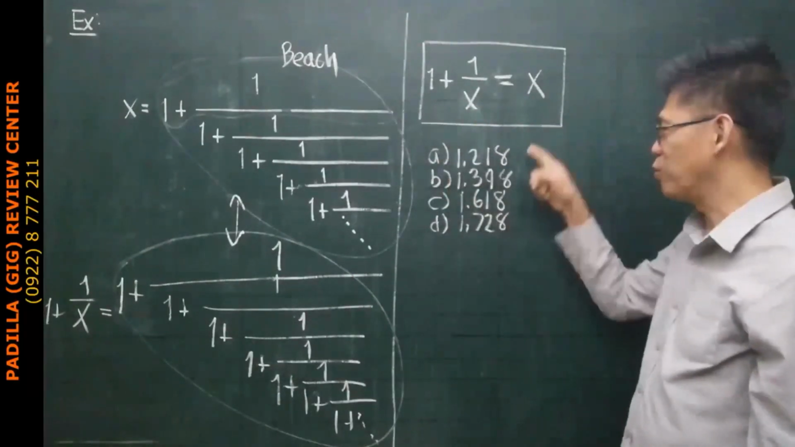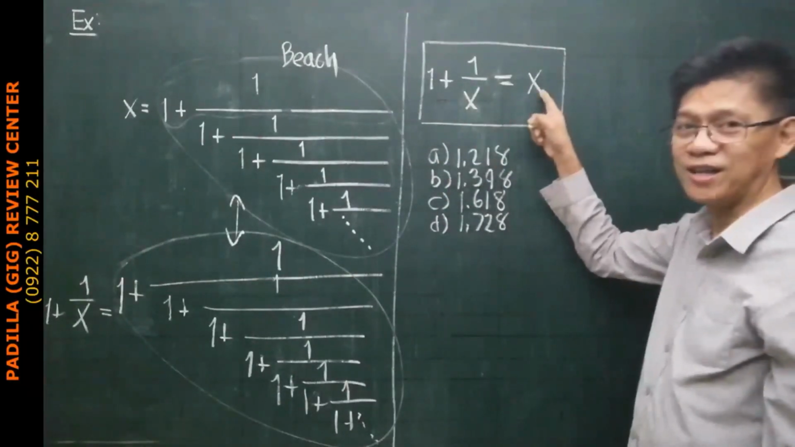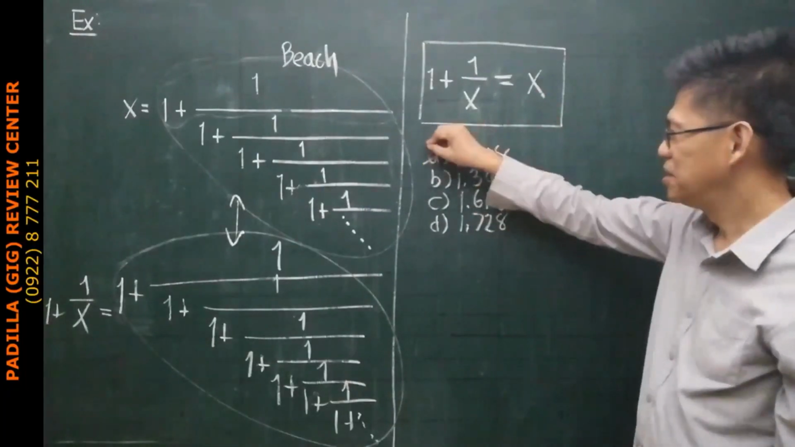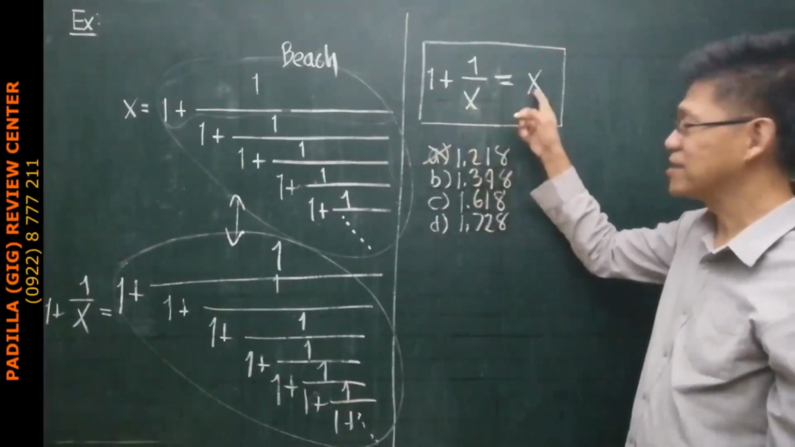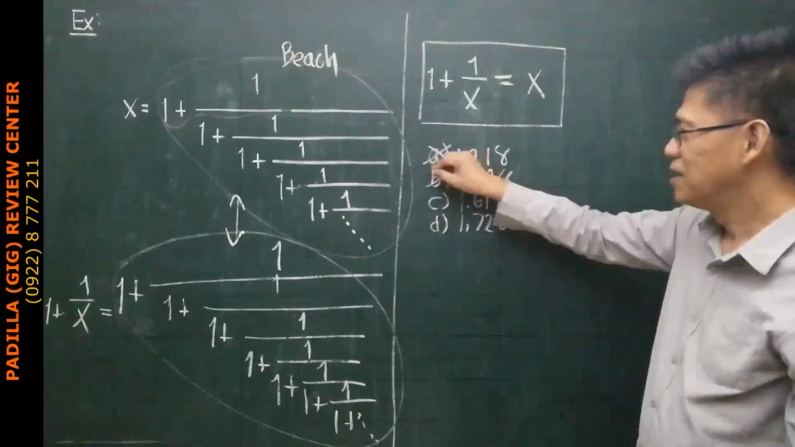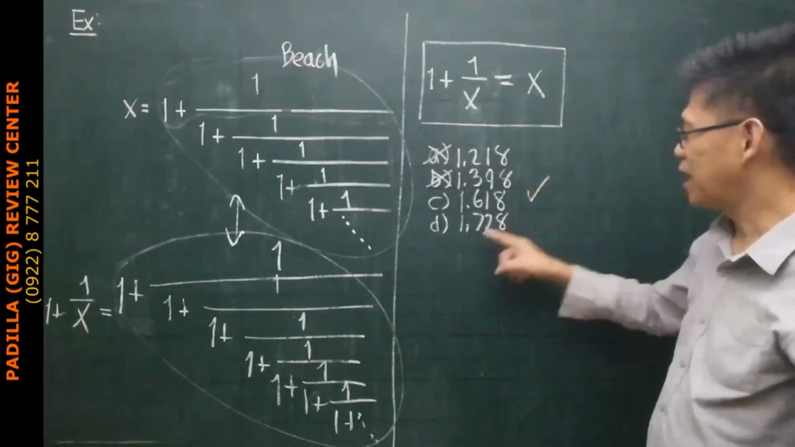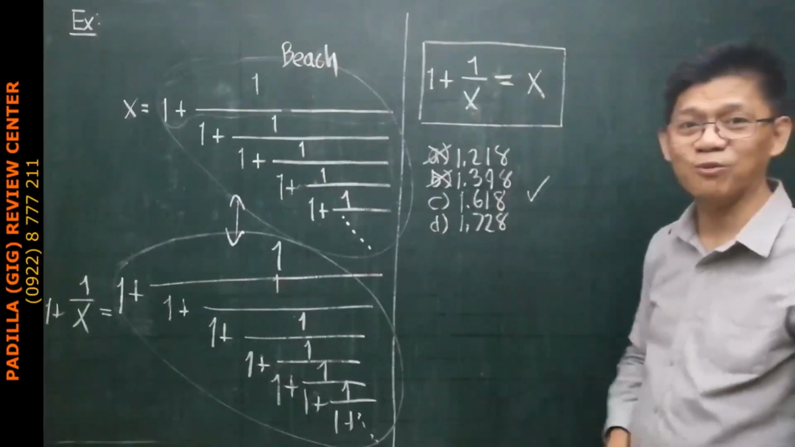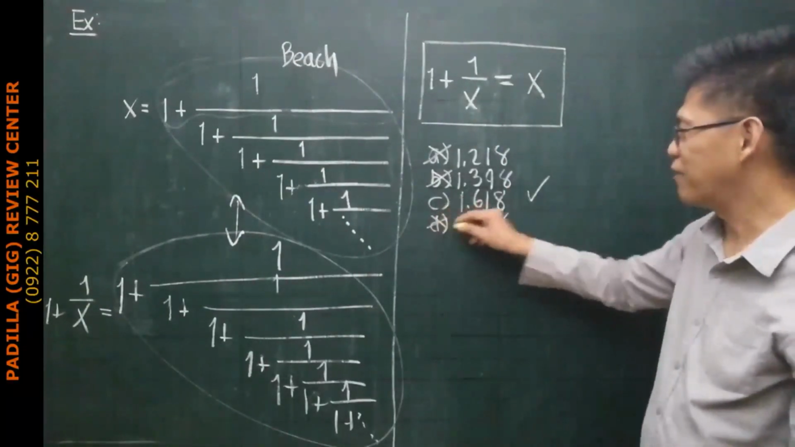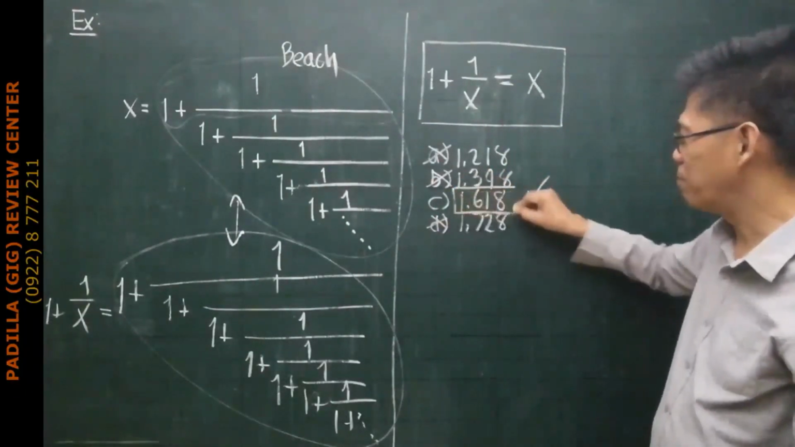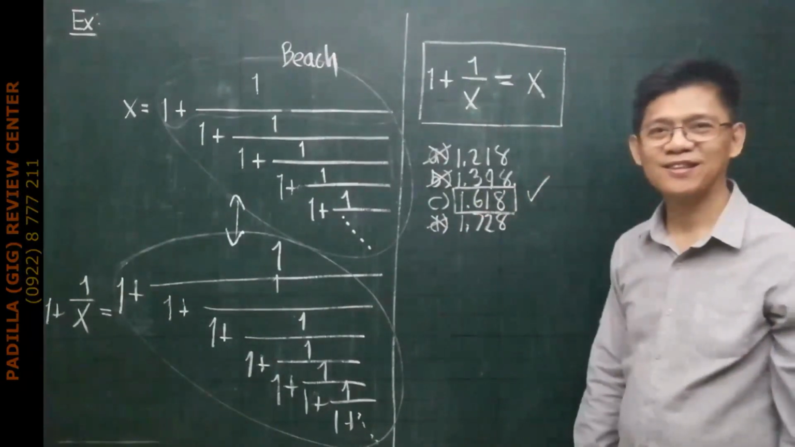So input this in your equation, substitute this. Are they equal? No. Substitute this for x. Are they equal? No. Substitute this for x. Are they equal? Yes. Substitute this for x. Are they equal? No. So therefore, the answer is x is 1.618.